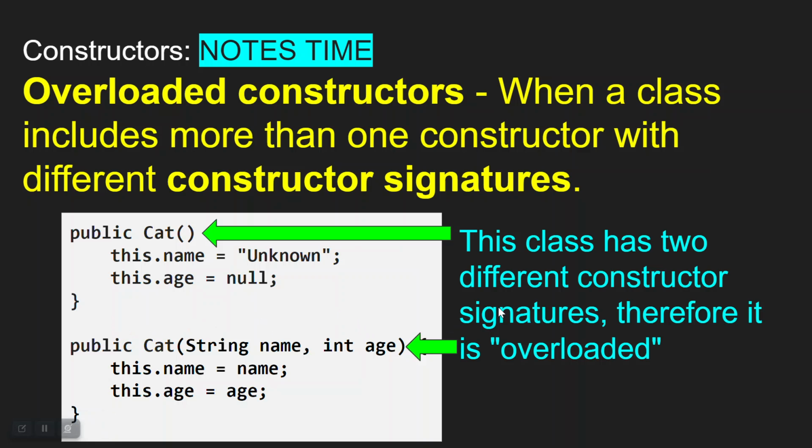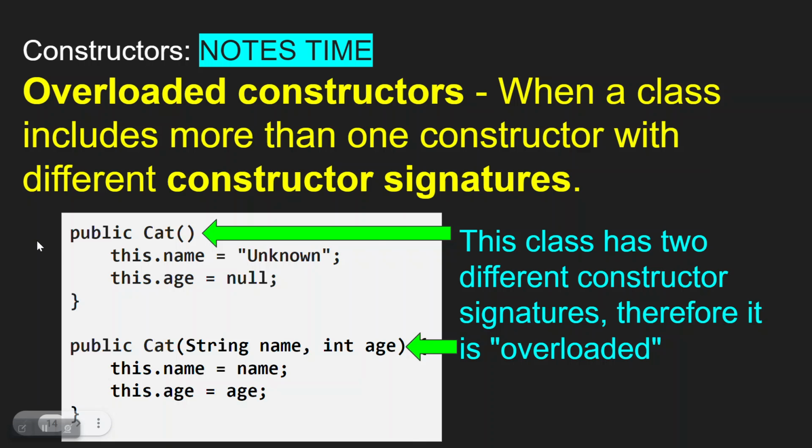Let's go ahead and break this down. This class has 2 different constructor signatures. This line that you see right here, public cat, is the signature for this constructor. Down here, public cat string name int age is the signature for that constructor. Because you have 2 of them and they are different from one another, you would say that the cat class has an overloaded constructor.